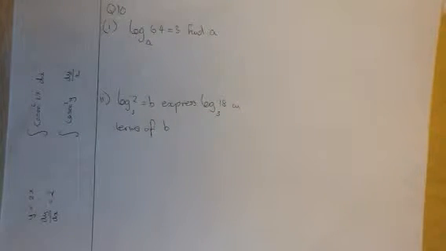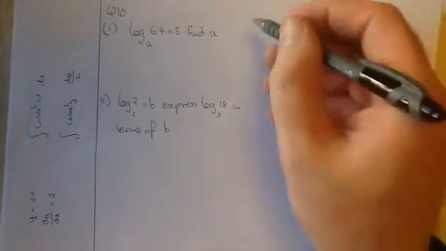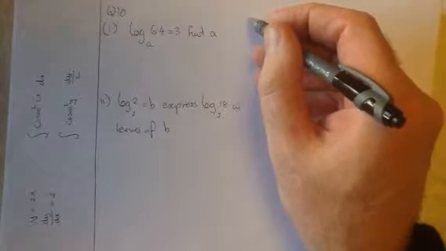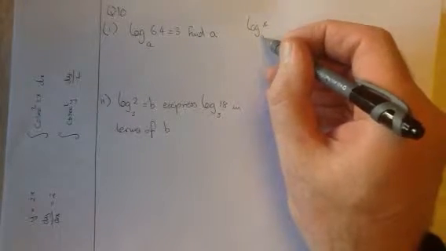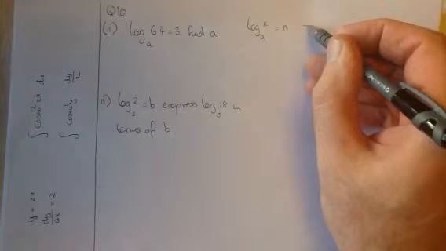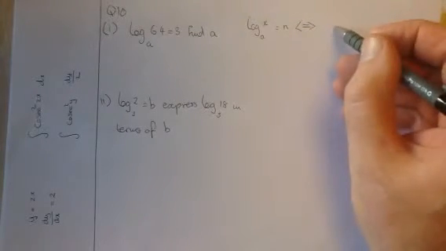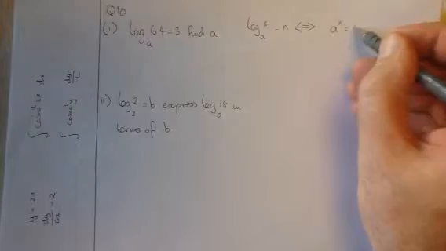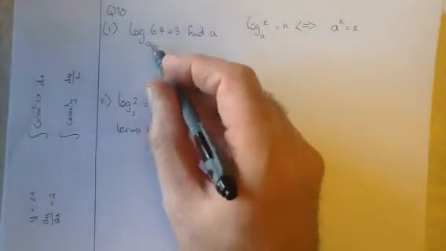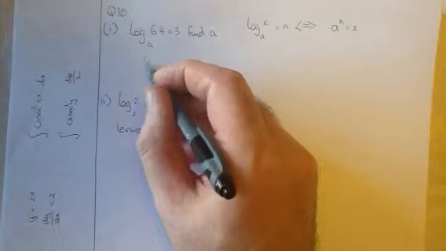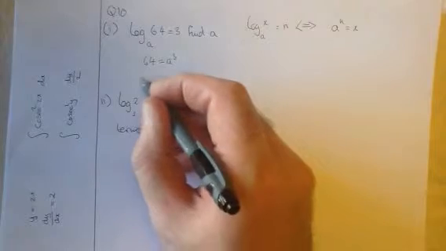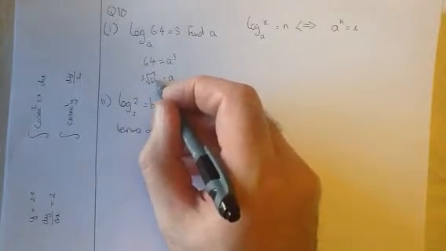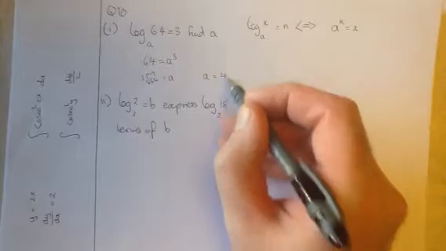So we've been asked to find a given that the log of 64 to the base a is 3. To do this we need to remember the definition of a logarithm, which says that if the log of x to the base a is n, then that's an equivalent statement to a to the power of n equals x. So with that in mind, we can rewrite log 64 to the base a as 64 is a cubed, so a is going to be the cube root of 64, so a is 4.